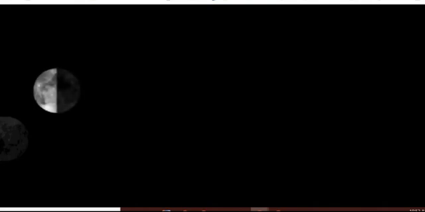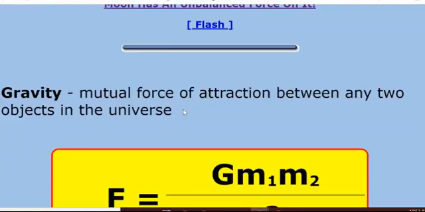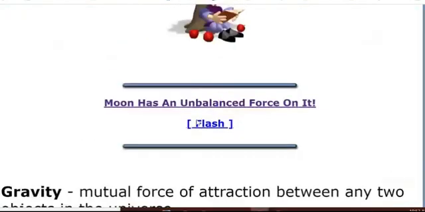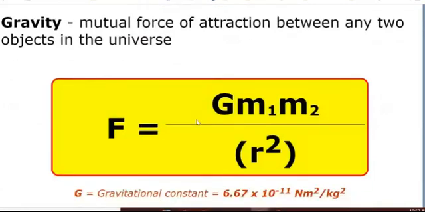So Newton did the physics and proved that the Moon is just a big old rock that has gravity on it, that invisible force of gravity. He said that gravity, F sub G, is the mutual force of attraction. Gravity is always attraction. It's always an attractive force between any two objects in the universe. Any two objects have gravitational force.